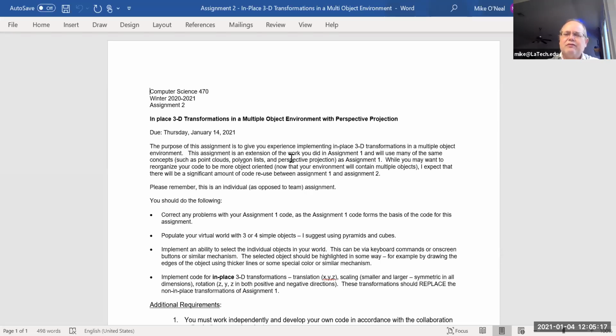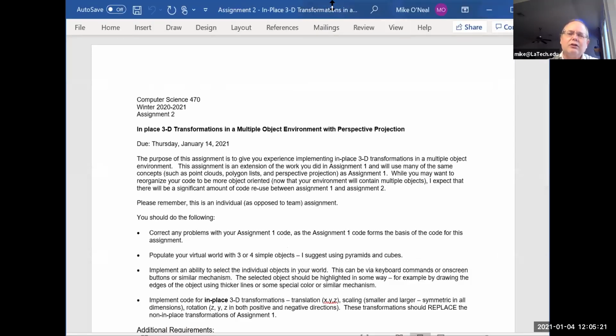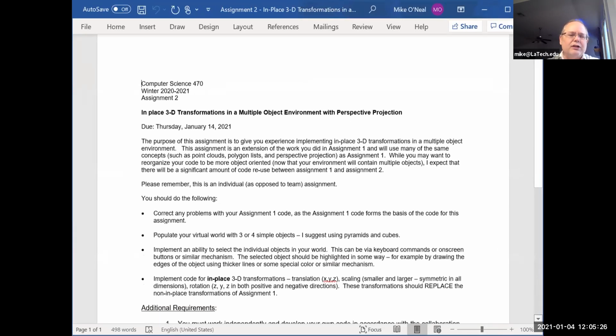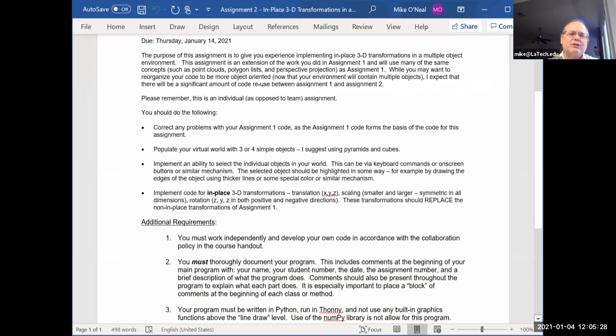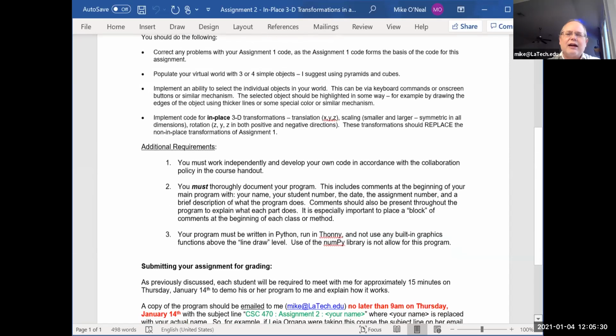Please remember this is an individual assignment, so work on it on your own. Do not work on it in groups. So what do you need to do? Correct any problems with assignment 1, as that code forms the basis of this assignment. Populate your virtual world with 3 or 4 simple objects. I suggest using pyramids and cubes.